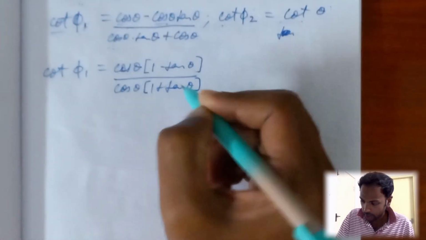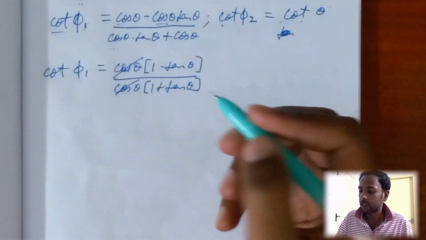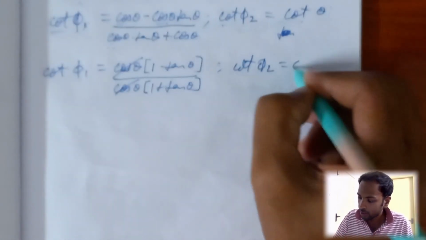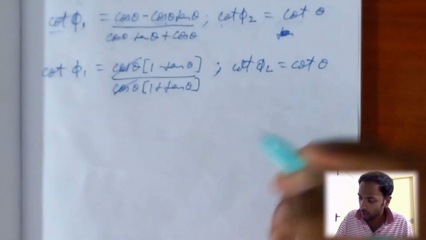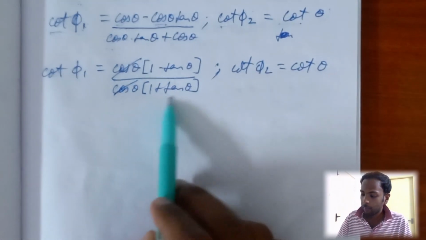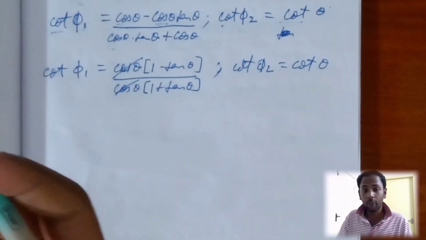One plus tan theta. So this cos and cos will cancel. So 1 minus tan theta remains as it is, no change. Remaining is 1 minus tan theta by 1 plus tan theta. So this is a direct formula actually.